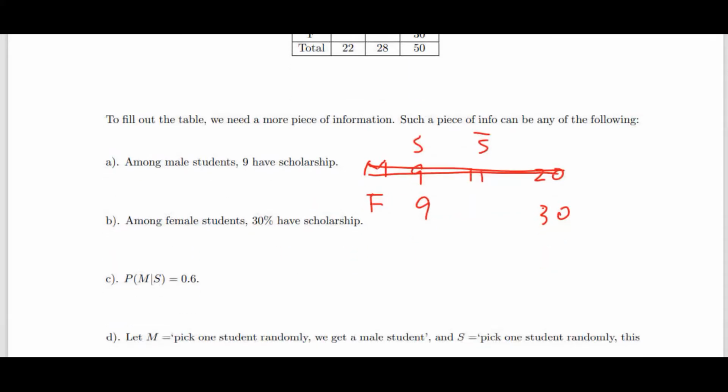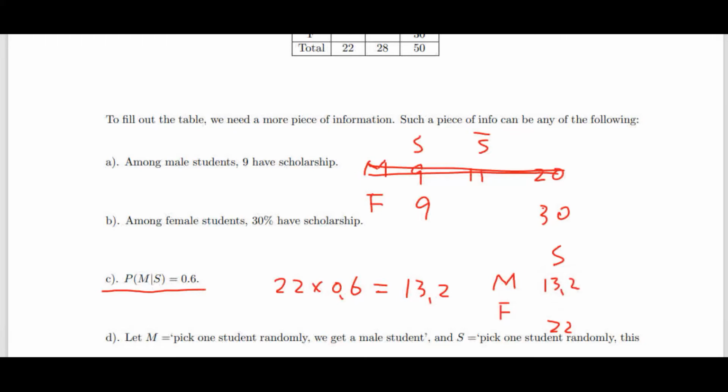And then we can also use this condition. Total scholarship is 22. Among scholarship students, male students account for 60 percent, right? So we just do 22 multiplied by 0.6, and we see this is 13.2. So there are 13.2 male students who got a scholarship. So for scholarship, the total is 22, then male is this, right? Then for female, we can find this: 8.8, because the total is 22. Then we can fill out the table.